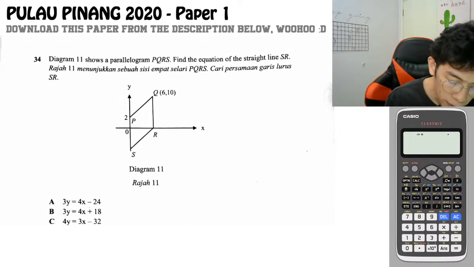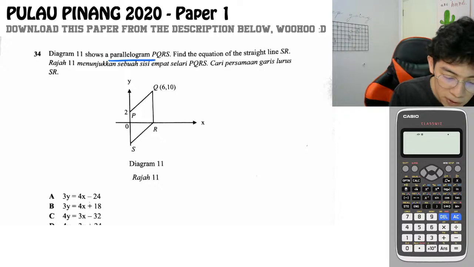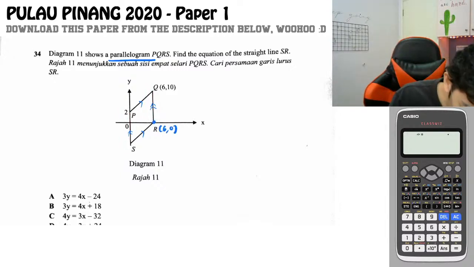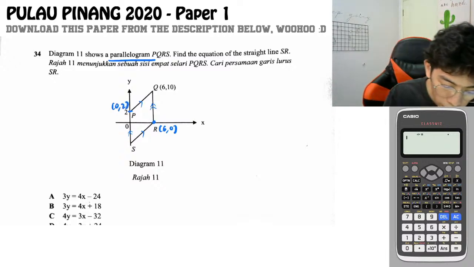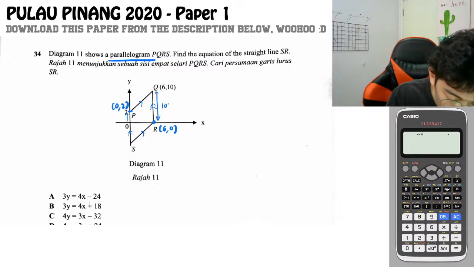Okay, 34. A parallelogram means same gradient already. This one same gradient, same gradient, same gradient. So if your QR has the same gradient as your y-axis, this one is confirmed 60 already, correct? And this one, by the way, is 0, 2. Whatever coordinates I have, I'll just put them inside. This one is a 10 unit difference. So this one is 0, -8.